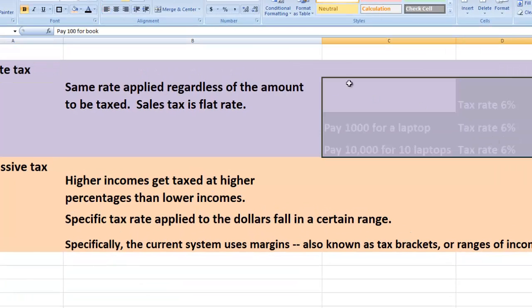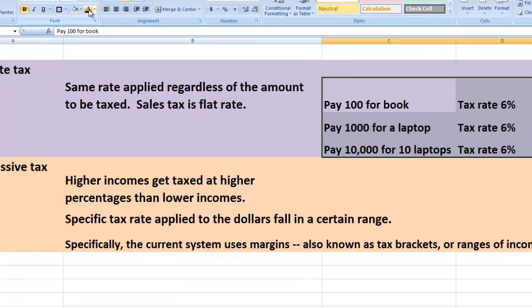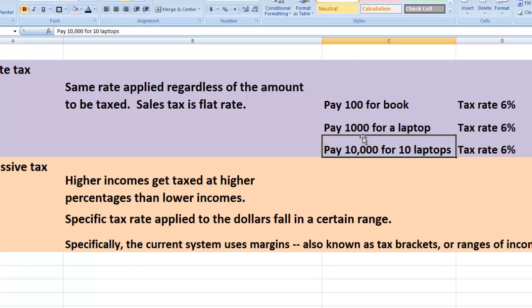For example, if you pay like $100 for a book, the tax rate is 6%. Now, if you pay $1,000 for a laptop, the tax rate is still 6%. And in this case, the tax you pay is 6% multiplied by 1,000, equal to $60.